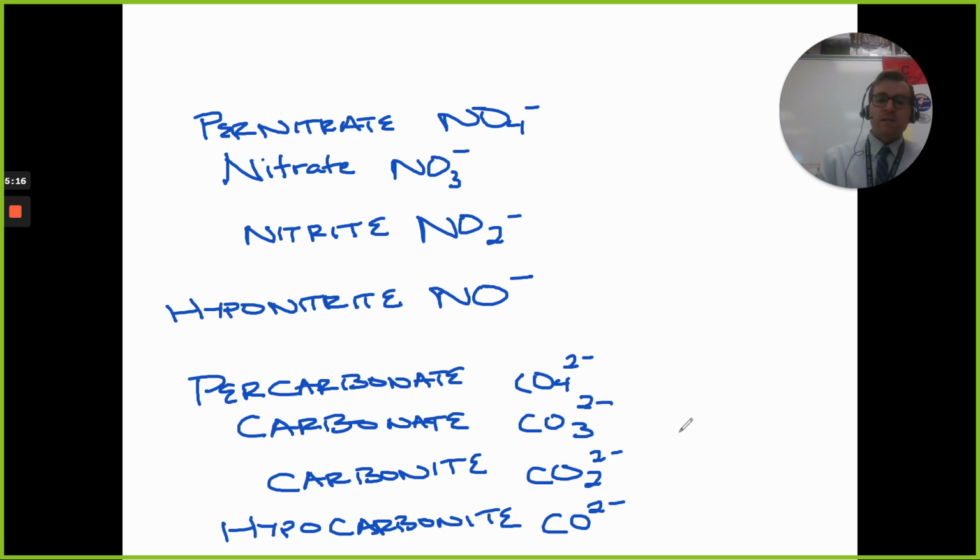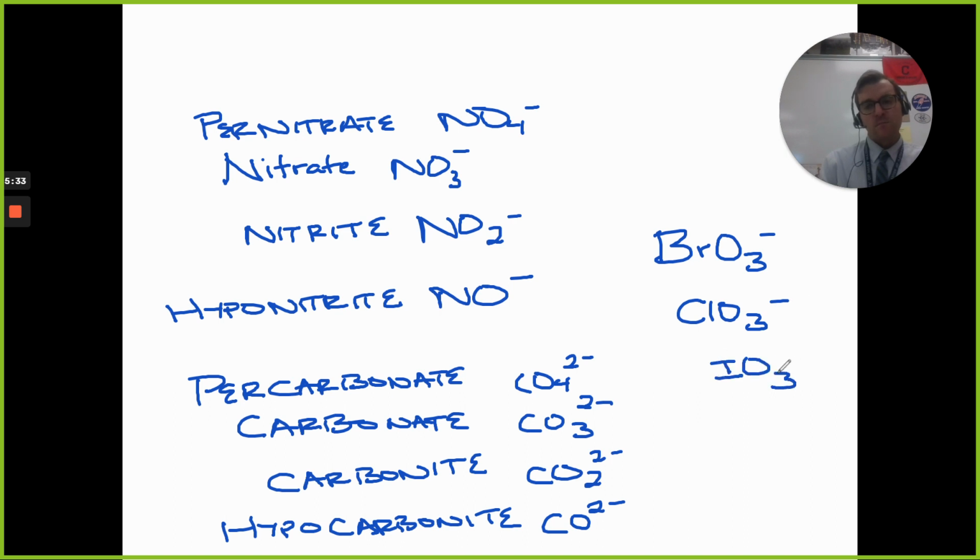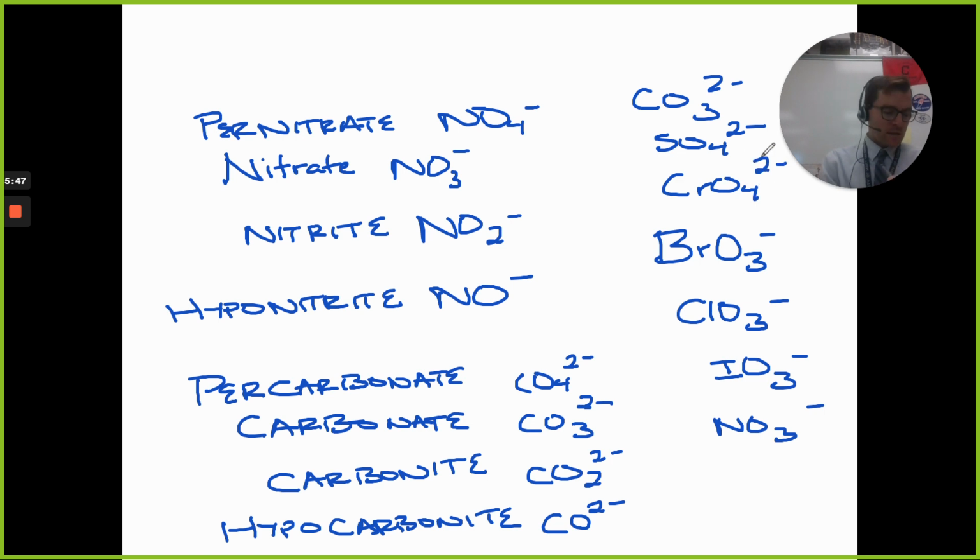So what you're going to have to do is write these out for all of the ions this applies to. So that means bromate. You need to write and name all of them. For chlorate, for iodate, for nitrate, for carbonate, for sulfate, for chromate, and then I think the last one we're going to have to write this out for is phosphate.